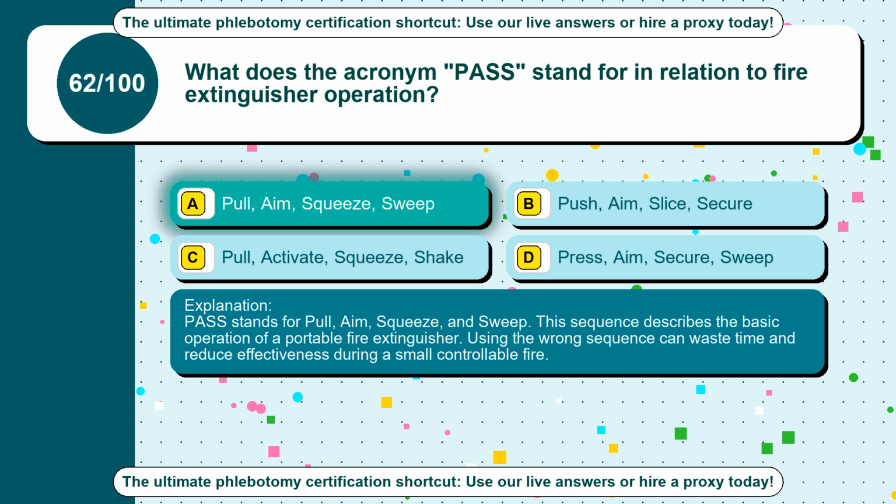PASS stands for pull, aim, squeeze, and sweep. This sequence describes the basic operation of a portable fire extinguisher. Using the wrong sequence can waste time and reduce effectiveness during a small controllable fire.